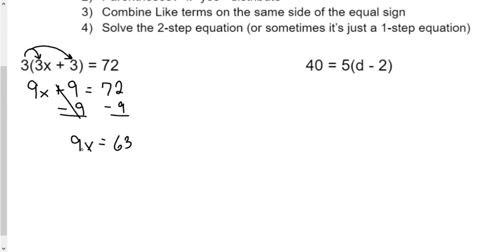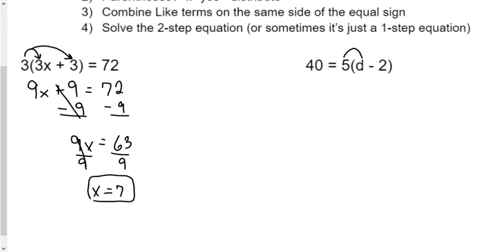And we get 63. 9x equals 63. Now we can divide by 9 because this was multiplying. Do the same to the other side. Divide by 9. Congratulations, you solved a multi-step equation that had parentheses. Same thing's happening right here.